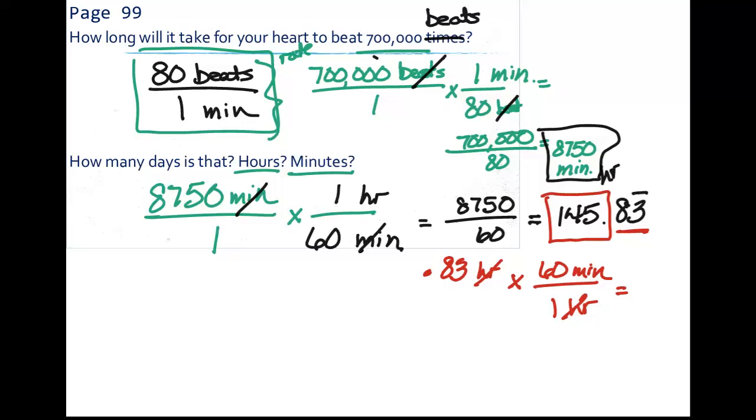Let's see, times 10 would be 8.3. Can we take 0.83 times 60? Phone should be put away, please.